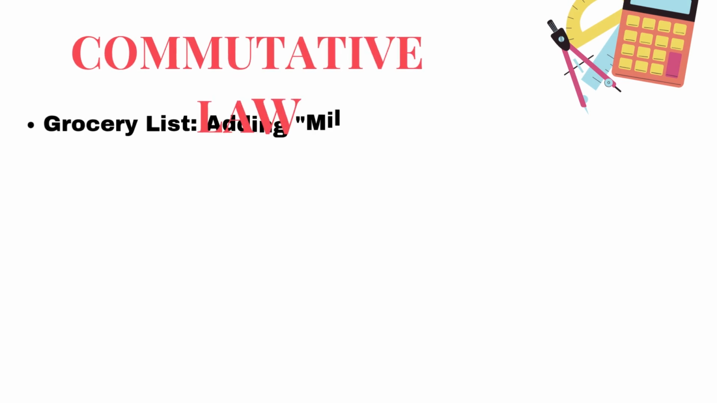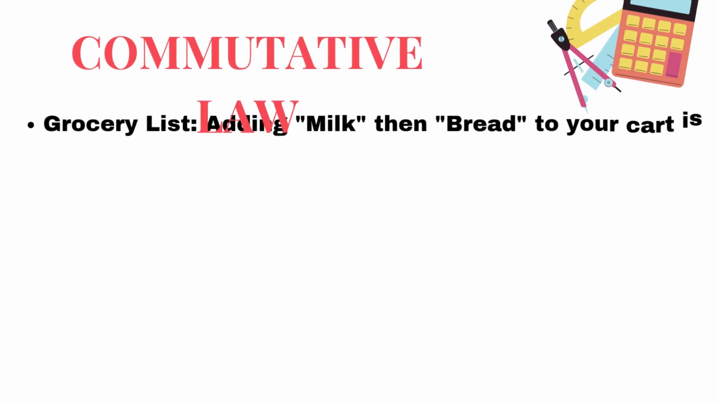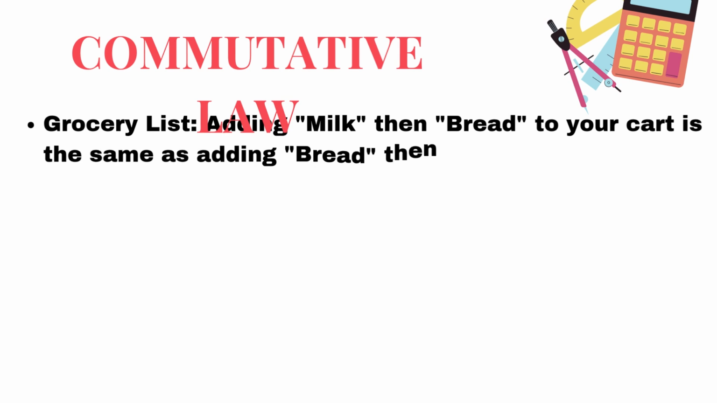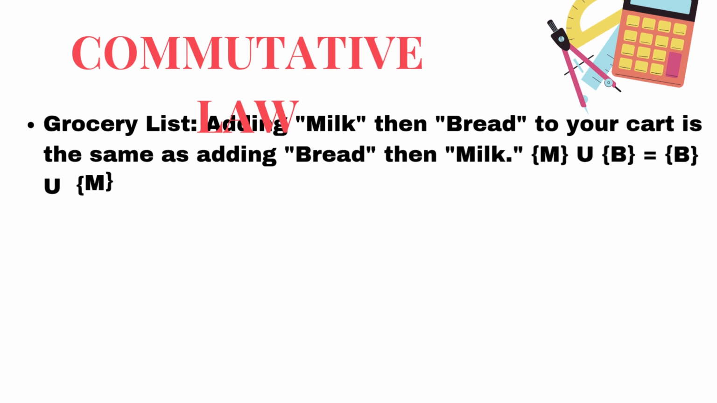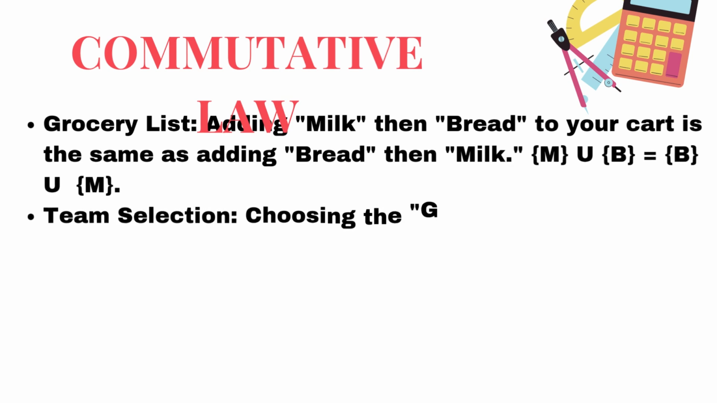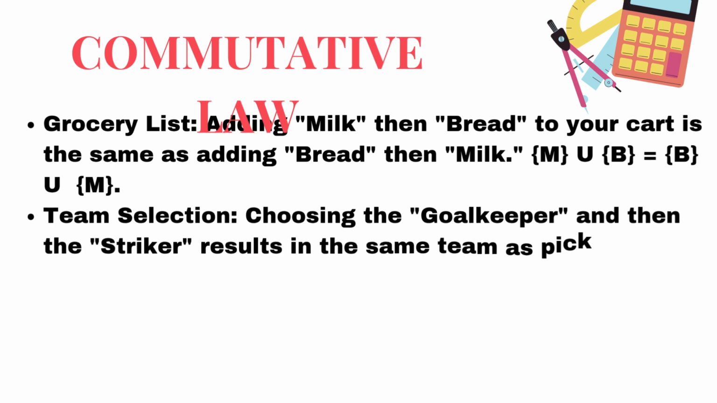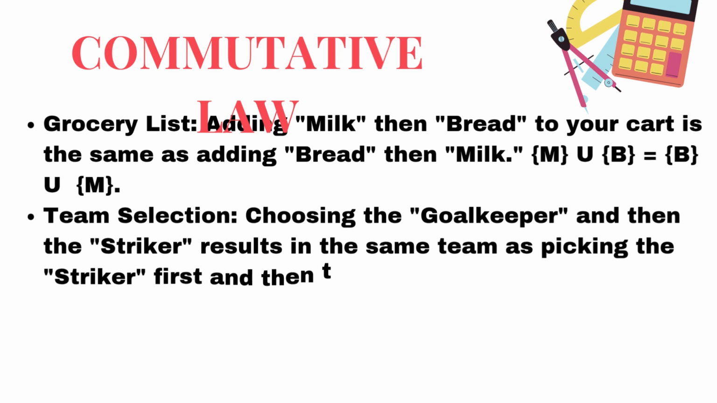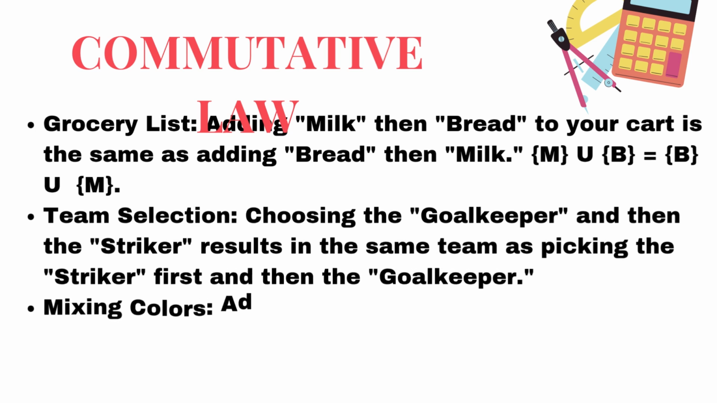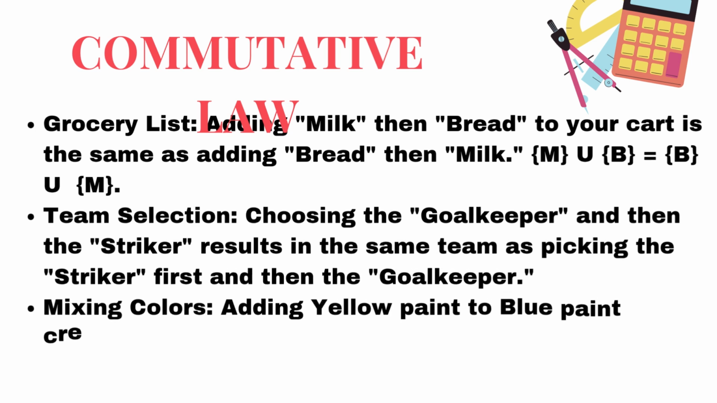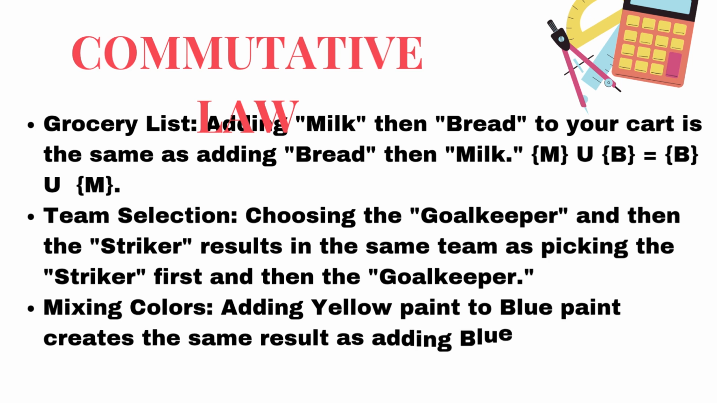Commutative. The order doesn't change the result. Simple. A union B is the same as B union A, just like 2 plus 3 is the same as 3 plus 2. Let's take some more examples. Grocery list. Adding milk, then bread to your cart is the same as adding bread, then milk. M union B equals B union M.